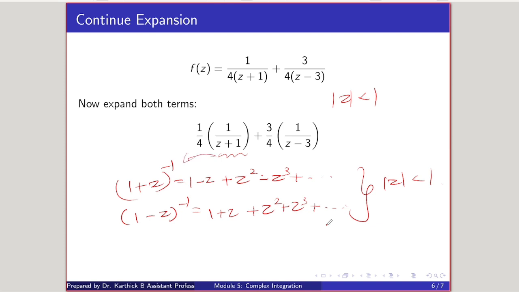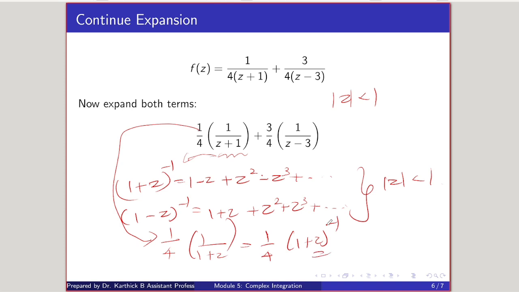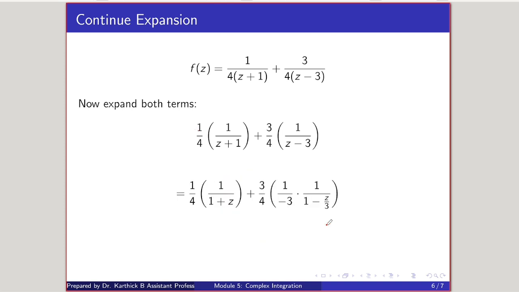So now we can change this expression to 1 by 4 into 1 by (1 plus z). Okay, according to this, I'm just working for this term alone. So 1 by 4, then (1 plus z) whole power minus 1, where mod z is less than 1 here. So we can apply this formula directly. Okay, so I'm changing that z plus 1 as 1 plus z. Now you just come to the next term in this problem.